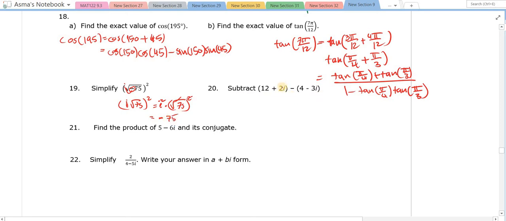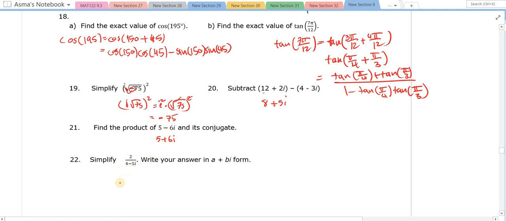Subtraction, this is not very difficult, so we subtract the real parts together. The real parts, 12 minus 4, 8, and then we subtract the imaginary parts. 2i minus negative 3i is equal to 2i plus 3i, which is 5i. The conjugate for 5 minus 6i is 5 plus 6i. We'll just change the imaginary part sign.